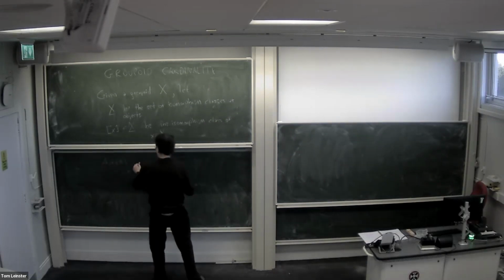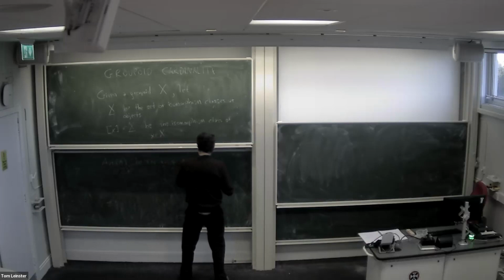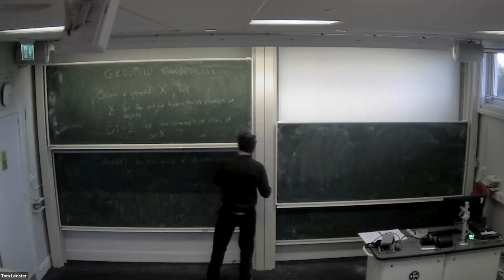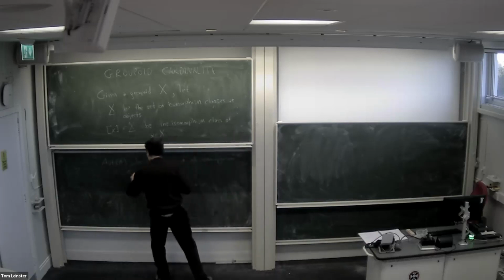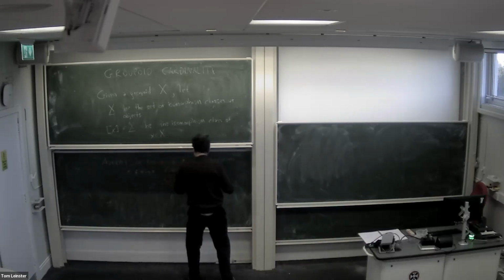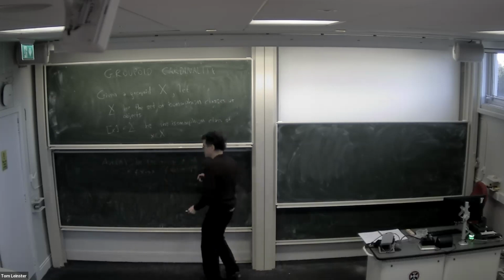So let Aut X be the group of all isomorphisms from X to itself. So those are called automorphisms. So that's always a very good thing to look at.